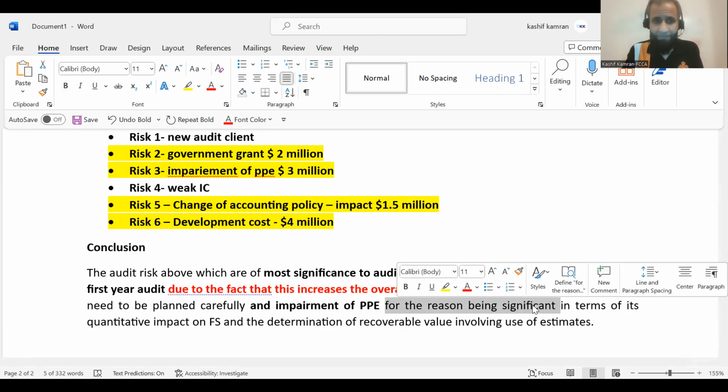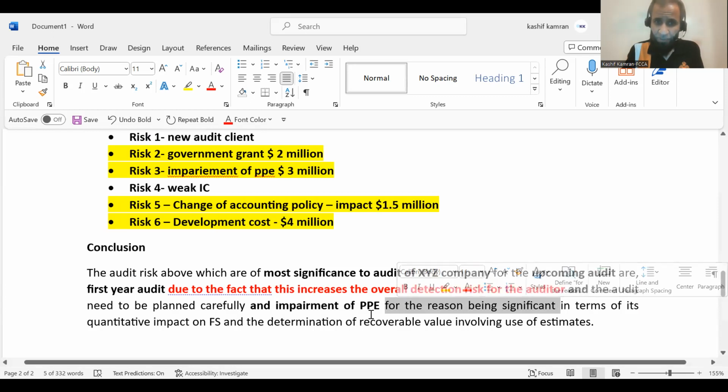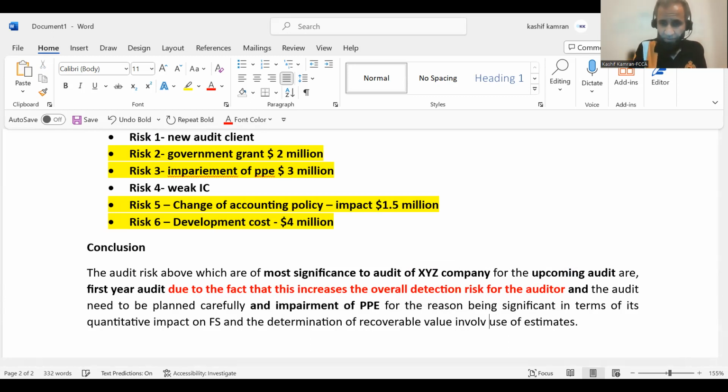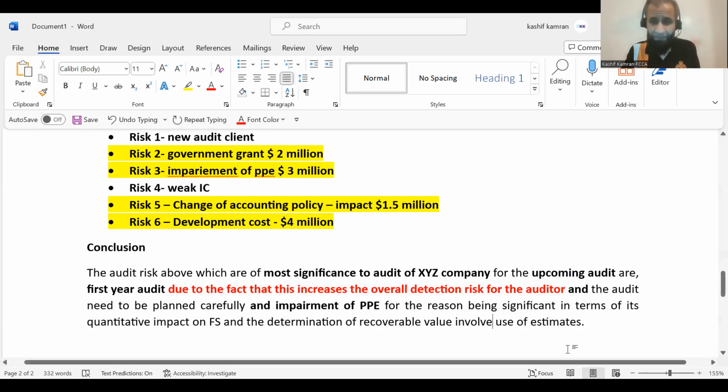It is significant in terms of its quantitative impact on the financial statement, because it's at 3 million, which is the second most. The reason being significant in terms of its quantitative impact on the financial statement, and the determination of recoverable amount involves use of estimates. So even though it's $3 million at number 2 in terms of quantitative materiality, I believe it's significant because it uses estimates, recoverable amount.